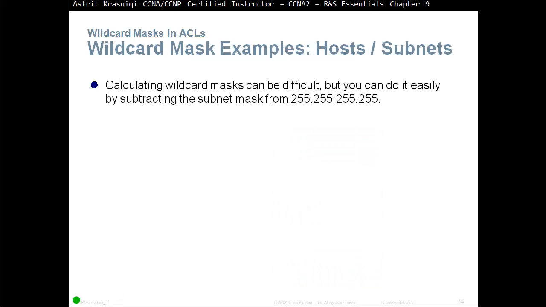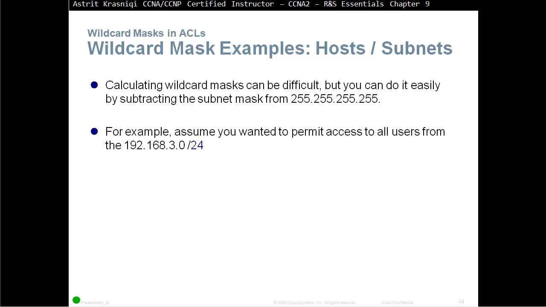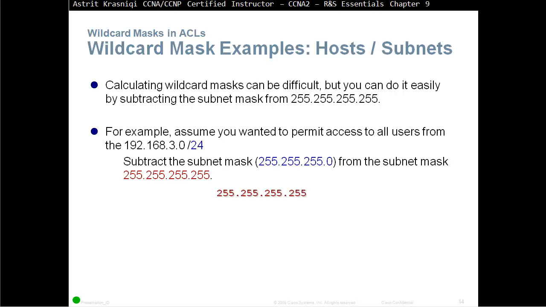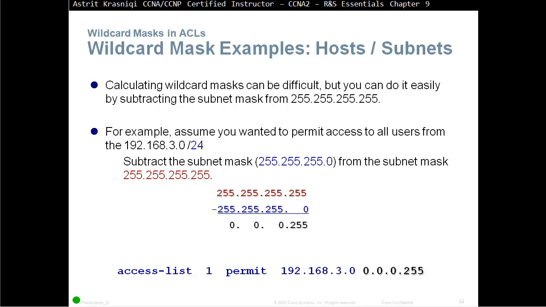So calculating wildcard masks can be difficult, but you can do it easily by subtracting the subnet mask from all 255s. Again, the same thing we talked about. So that's the subnet mask. So access list 1 permit, wildcard mask 192.168.3.0 0.0.0.255.